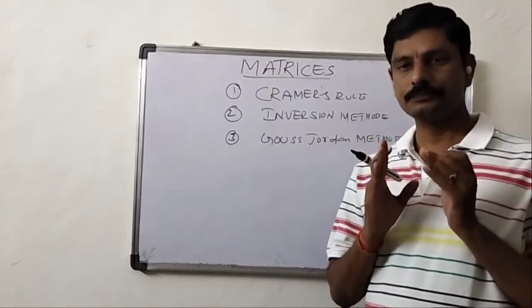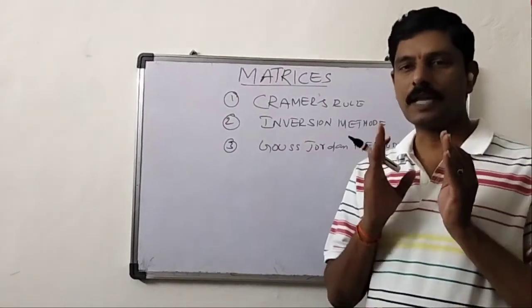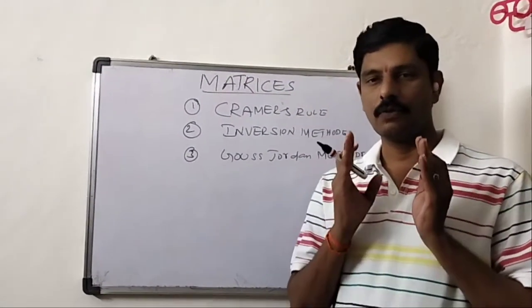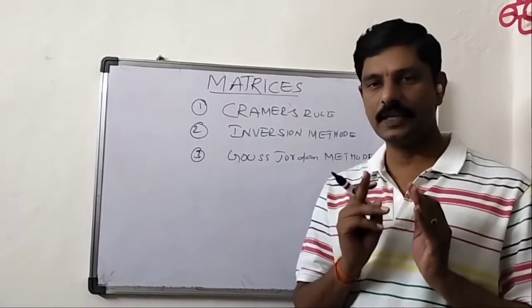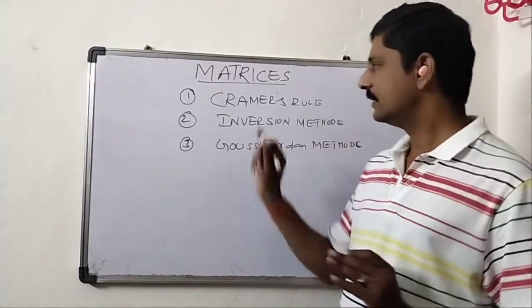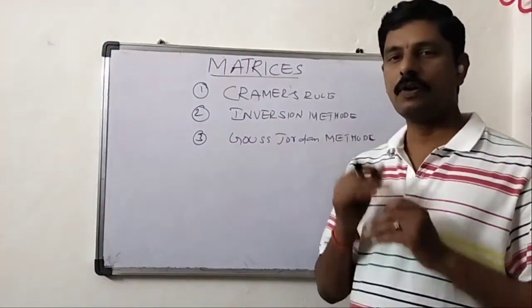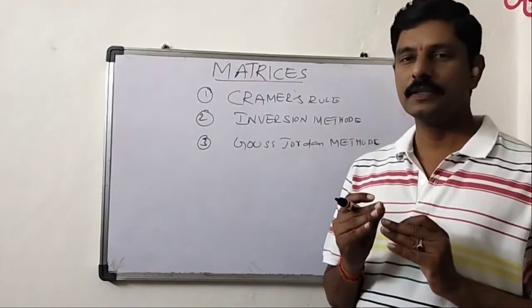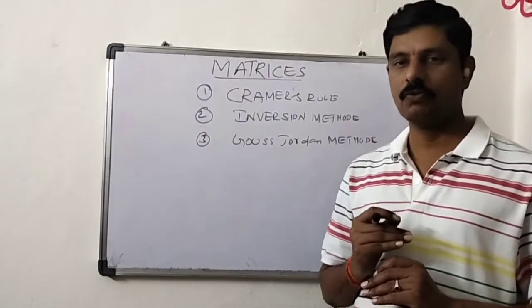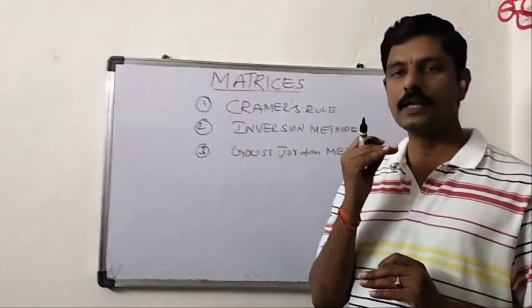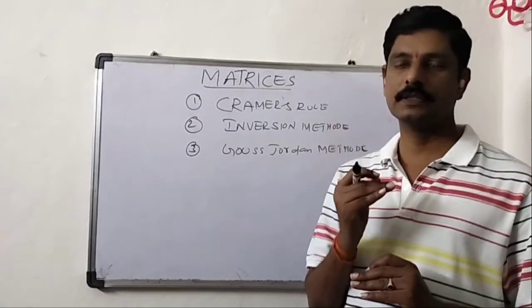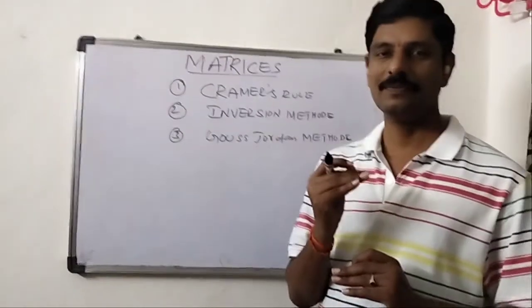Okay, so we have to solve simultaneous linear equations in three variables. If we have to solve simultaneous linear equations in three variables in matrix form, then these three methods are very useful. So what is meant by solve? Solving means to find the values of the variables in the given equations. So first we have to know the form of simultaneous linear equations.